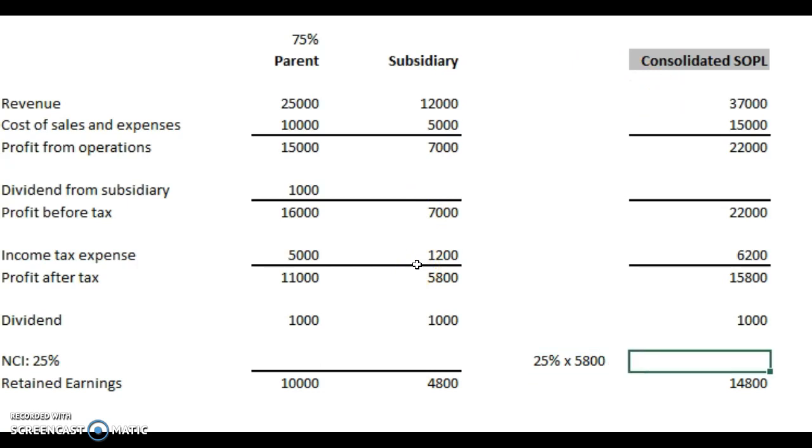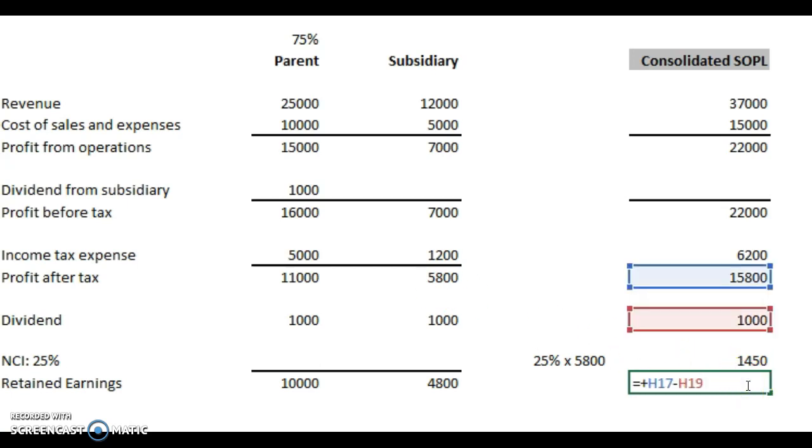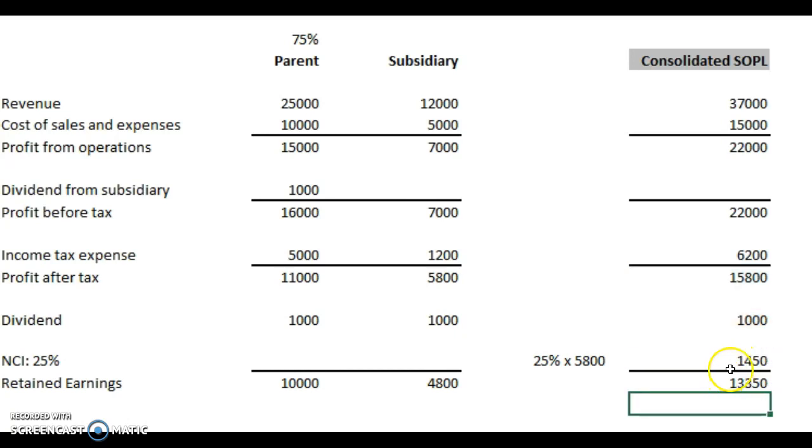So we'll just add that in here. We'll take the profit of the subsidiary, multiply it by 0.25, which is 25%, which gives us 14,500 going to the NCI. And we need to remove that amount from the retained earnings for the group, and that drops it down by that amount. 13,350 is the total. So we just need to keep track here. Just highlight these.